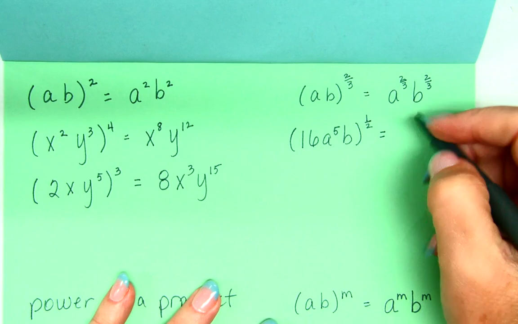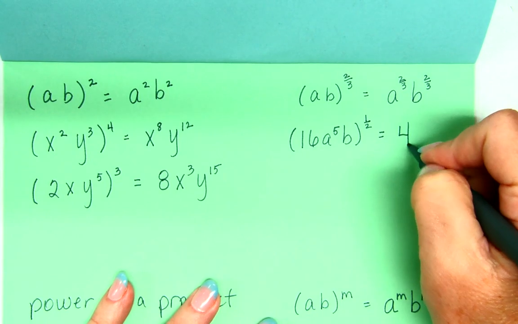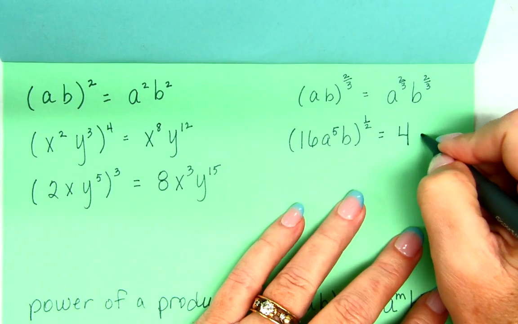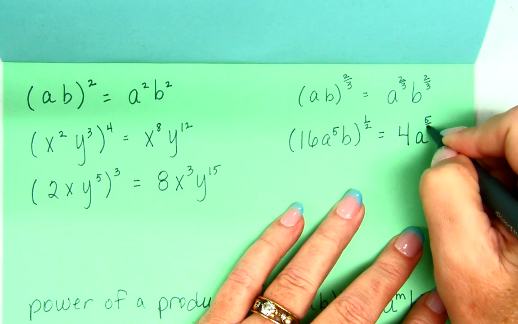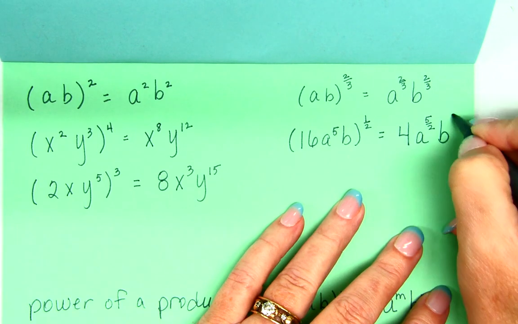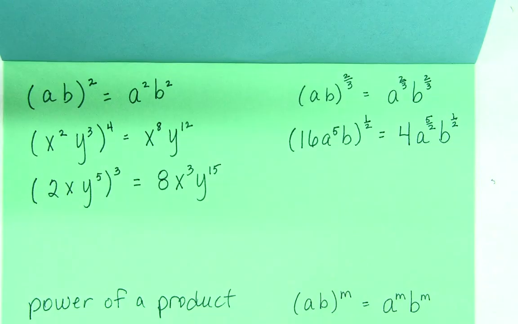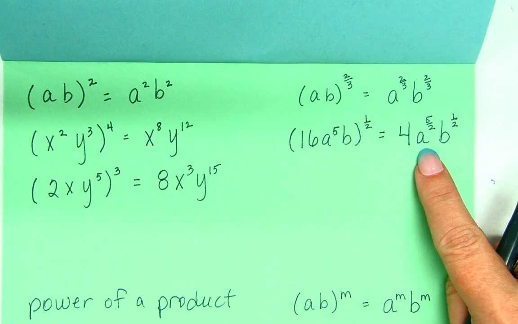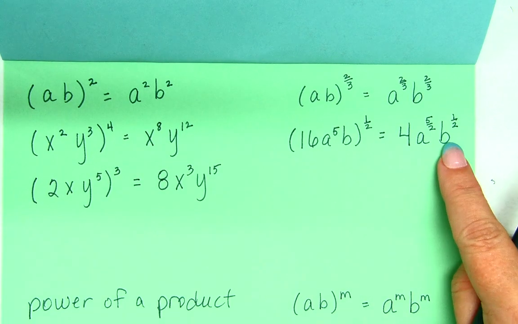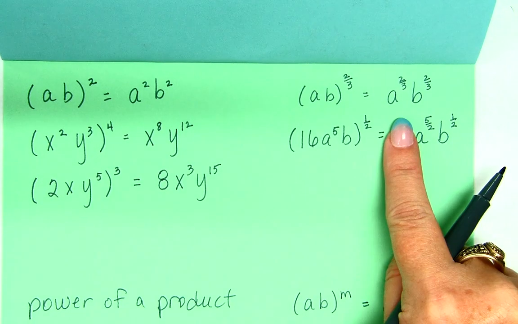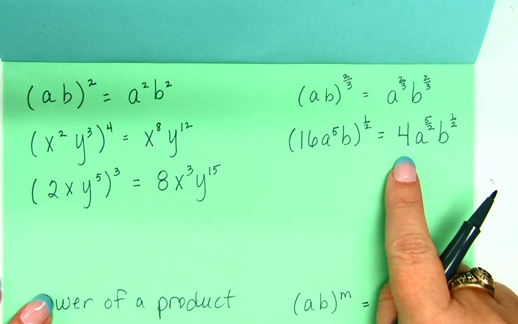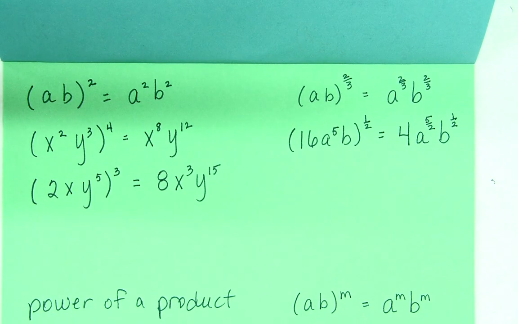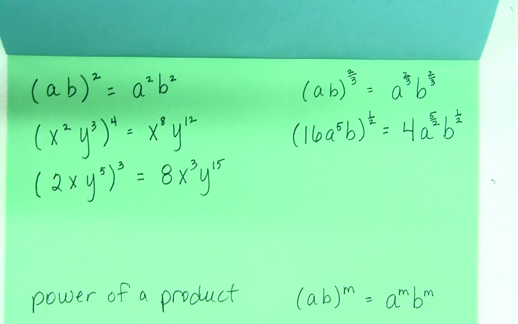Okay? So I need you to know that it's 4 a to the what power? 5/2, and b to the 1/2. Are you at least okay with a to the 5/2 and b to the 1/2? You may not understand the 4 yet, but are you okay with the a and b part? Okay, we'll come back to this one in a second, I promise. Okay? Ready to go on to the next rule? Awesome.